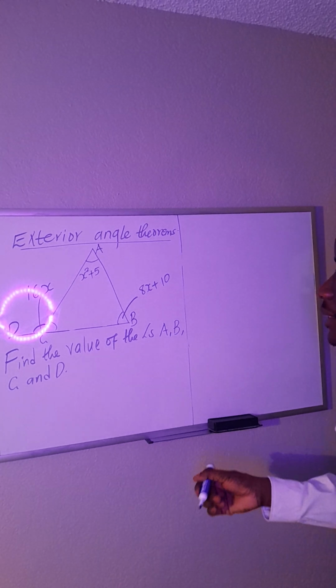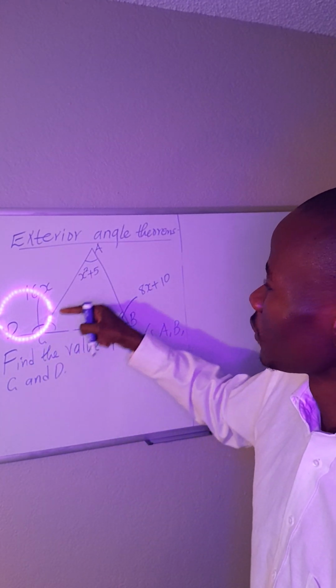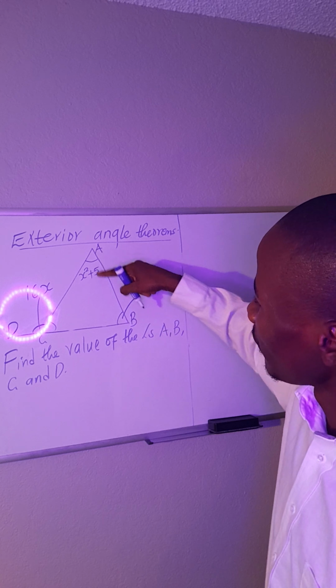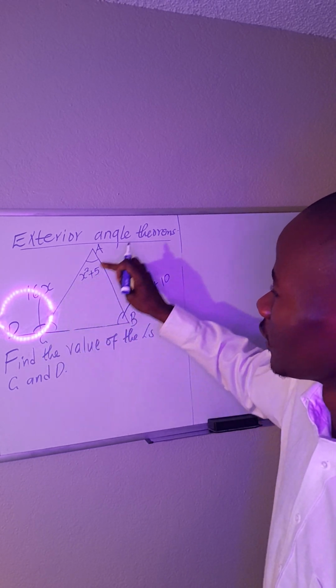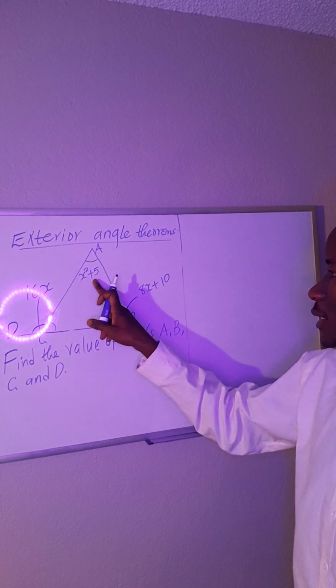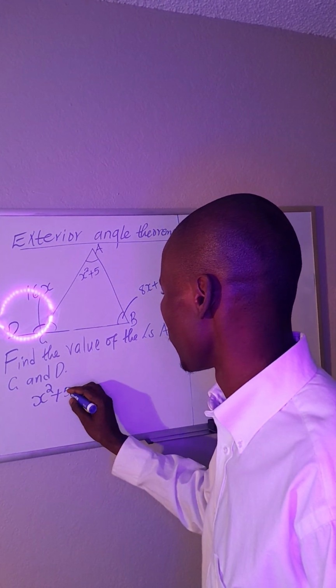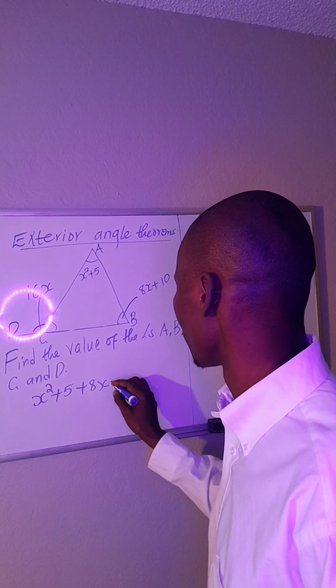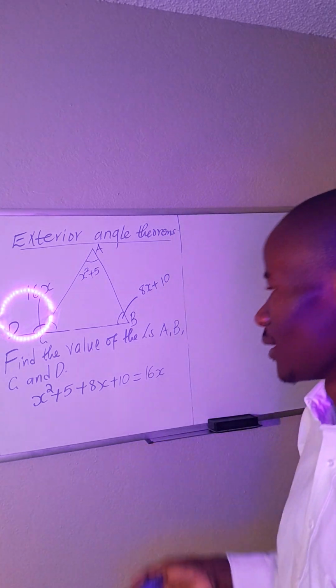Good, let's go on. Now, with this in mind, we know that one exterior angle is equal to the sum of the two remote interior angles. So this angle plus this one is equal to this one. Therefore, I go ahead and say x squared plus 5 plus 8x plus 10 is equal to 16x. I think that is the first step that you do.